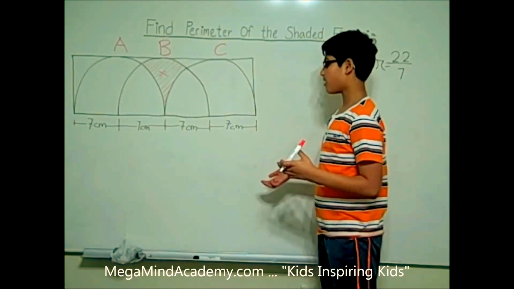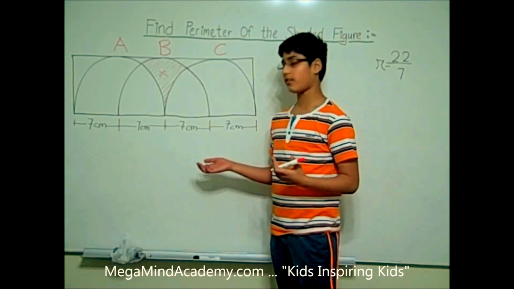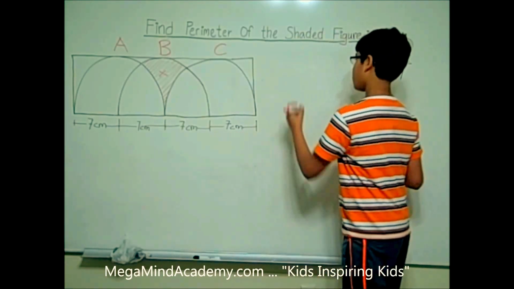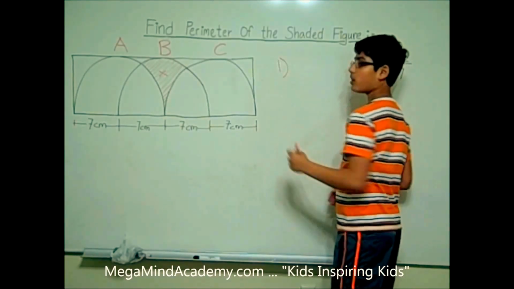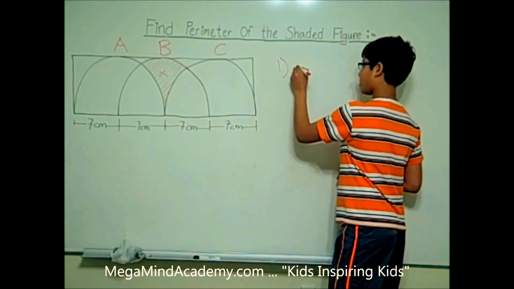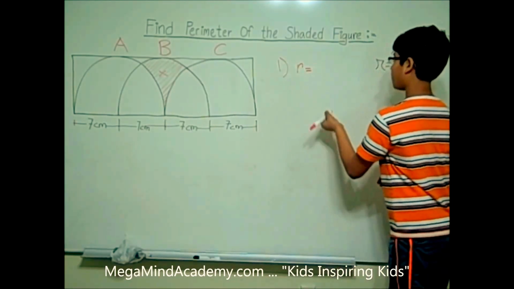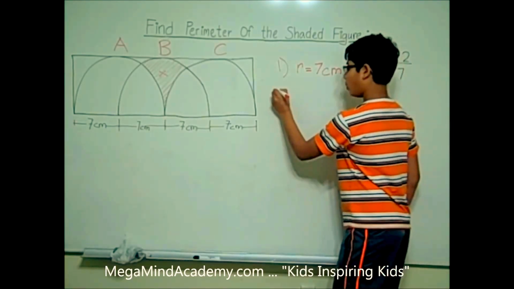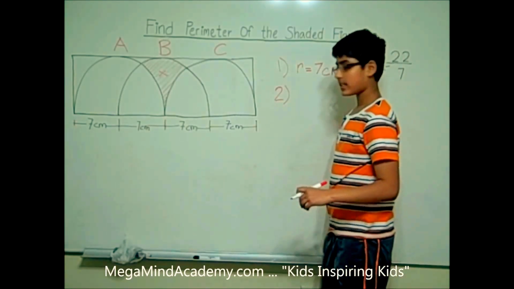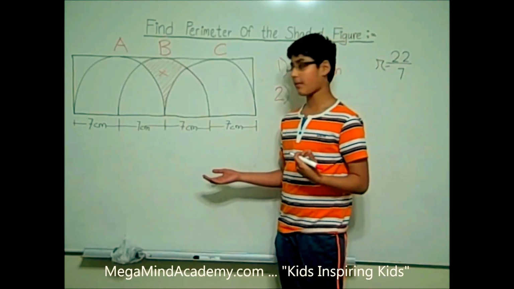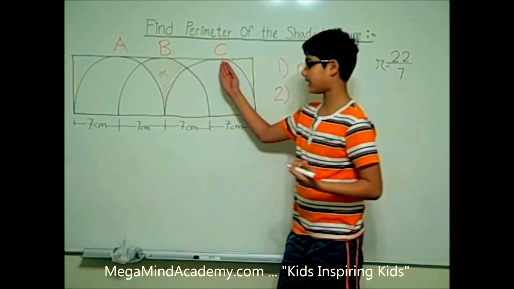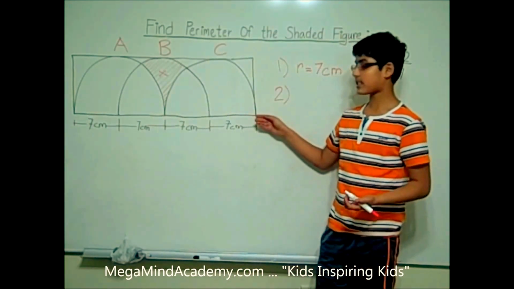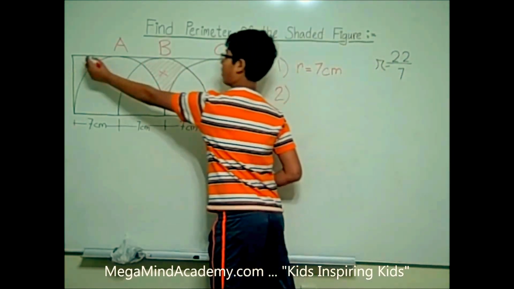We also can see that the radius of each of these semicircles is 7 centimeters. So r for radius, r is equal to 7 centimeters. We can also see in this diagram that the centers of the semicircles A, B, and C lie on the same line. This line is the base of this rectangle.